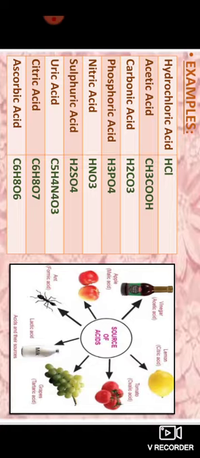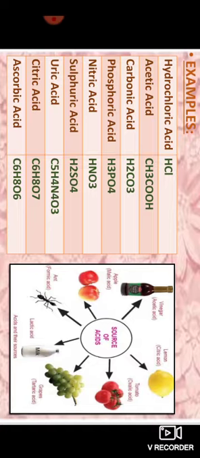When we start from the left side of this diagram, different sources are given. Vinegar contains acetic acid. Lemon and other citrus fruits contain citric acid. Tomatoes contain oxalic acid. Grapes contain tartaric acid. Lactic acid is present in milk. Ants contain formic acid. And the apple contains malic acid.